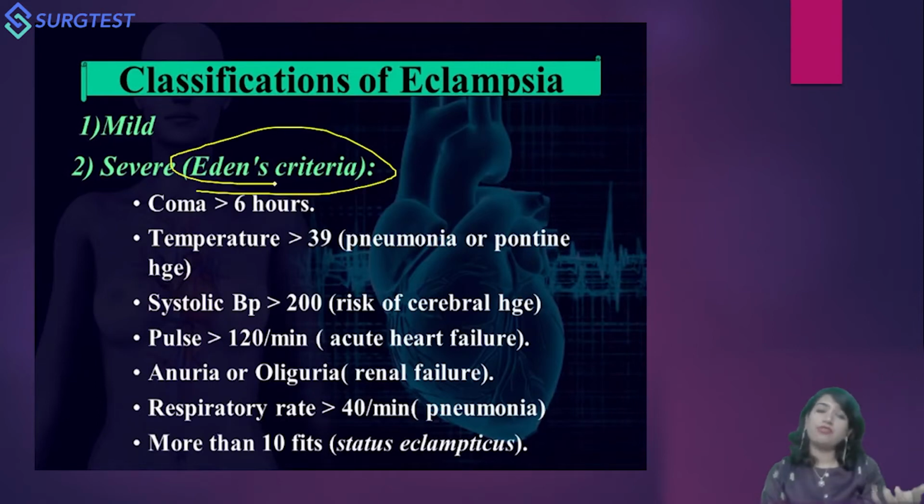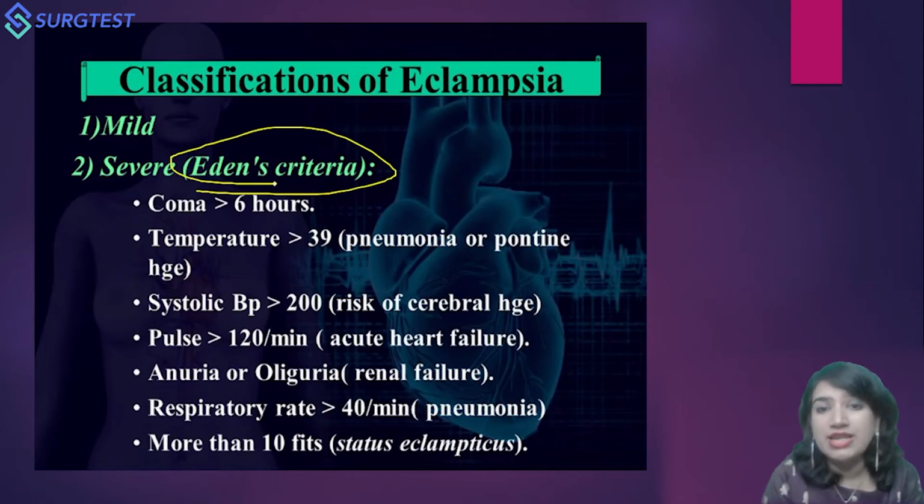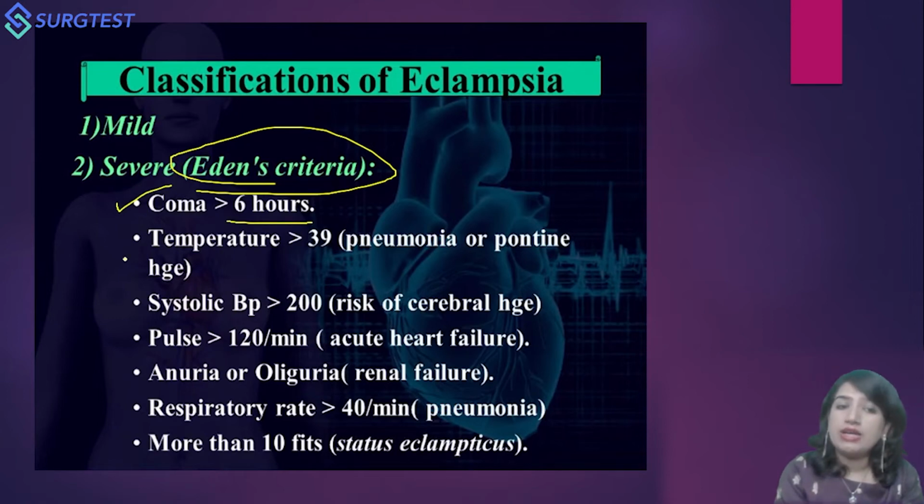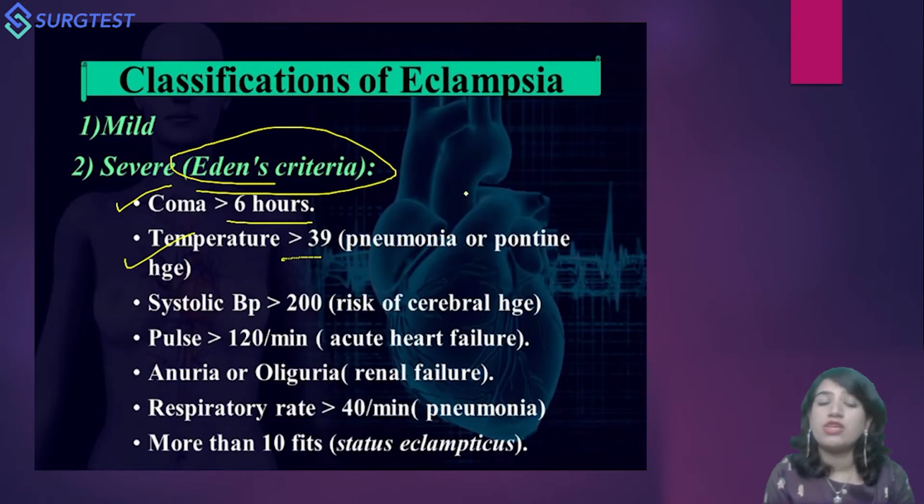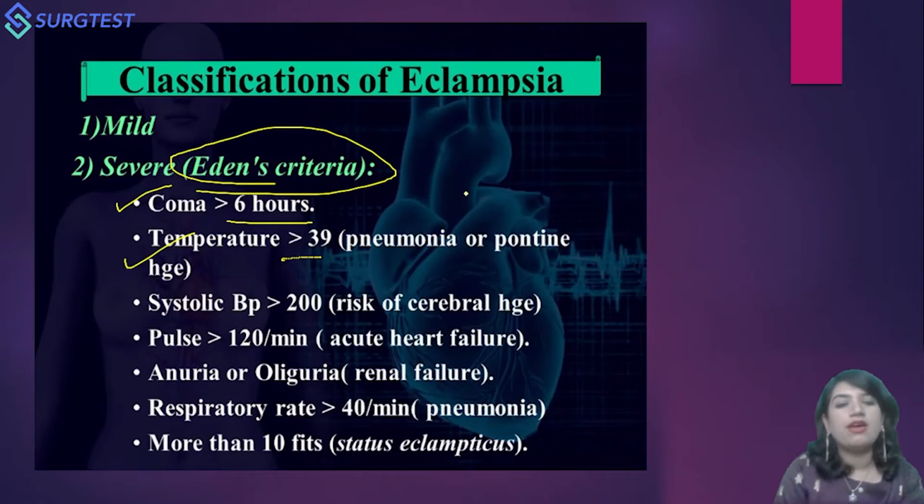So, if Eden's criteria is fulfilled, that means the woman has a poor chance of survival. She's at high risk of morbidity and mortality. And what all comes under the Eden's criteria? A coma of more than 6 hours duration, a temperature of more than 39 degrees Celsius, which is suggestive of either a setting up of pneumonia in the patient or even a pontine hemorrhage, a thermostat failure. And when this happens, it tells you that there is a poor chance at survival.